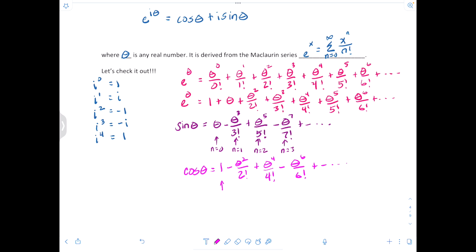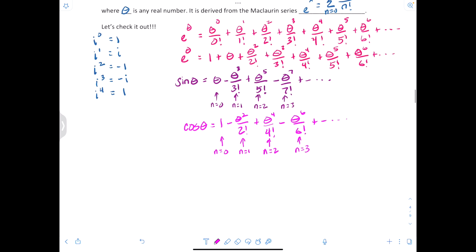So for this series, this is the n equals 0 term. You've got your n equal 1 term next, n equal 2, n equal 3. So again, at the odds, you've got negative signs. The odd terms of the power series, you have negatives. So let's put it all together.